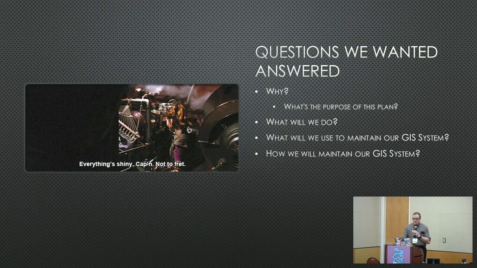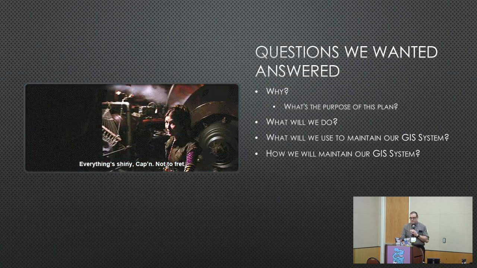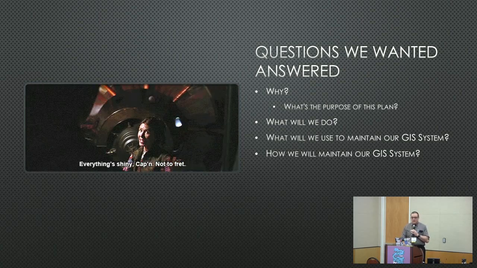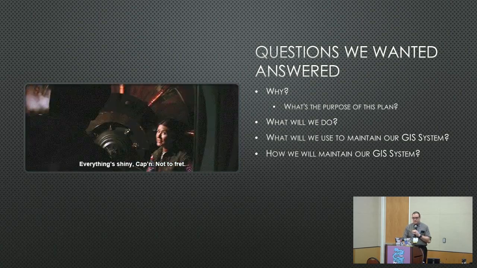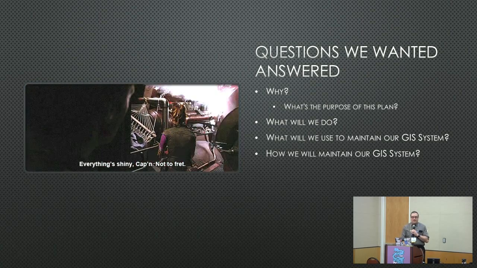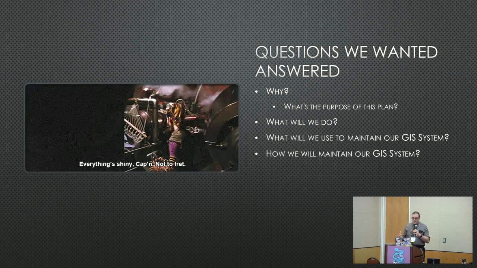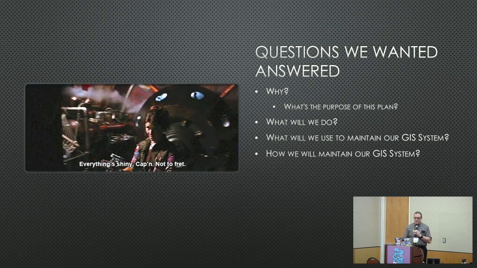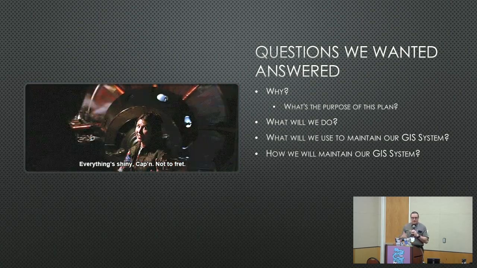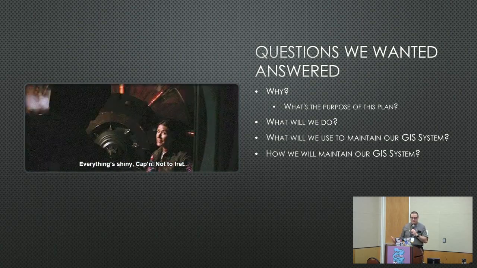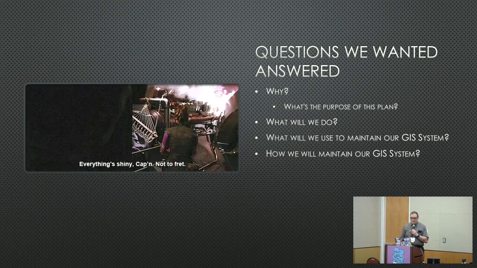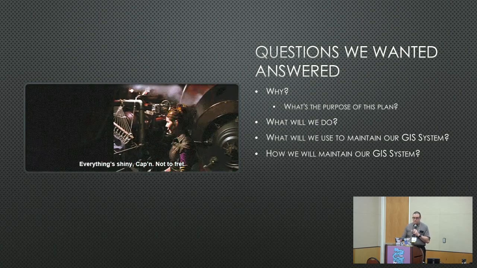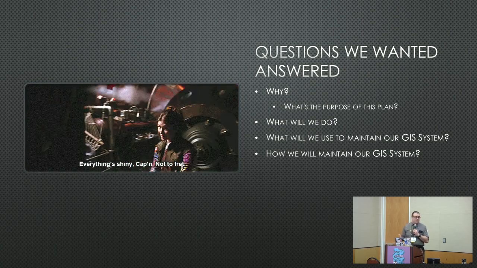When it came to the system maintenance plan, we had some questions that we wanted to answer. We had some things that we were doing that could be called system maintenance, but nothing was really set in stone. I printed out what we had, physically took it apart, and started looking at the pieces and parts. I came up with the questions we want to answer. Why are we doing this in the first place? What is the purpose of having a system maintenance plan? Then what we'll do in the plan, what we'll use to maintain our GIS system, and ultimately how we'll maintain it.